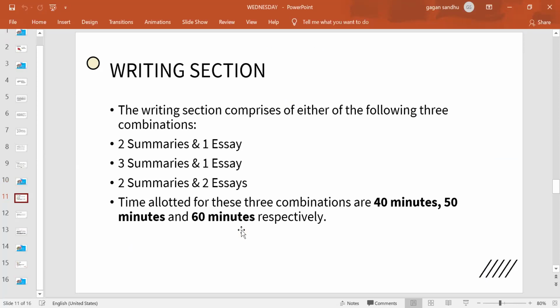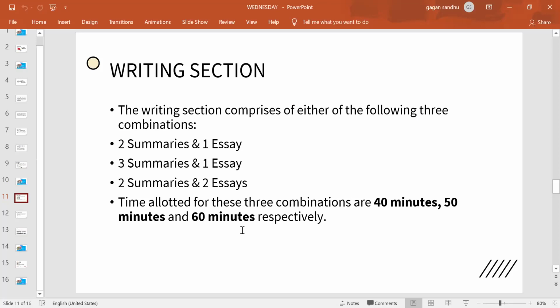So in the writing section, as we discussed the essay, the second thing is summary writing, Summarize Written Text, as it is named. The writing section comprises three possible combinations. You may get 2 summaries and 1 essay to write, or 3 summaries and 1 essay, or 2 summaries and 2 essays. So there will be a minimum of 2 summaries and a maximum of 3 summaries, and a minimum of 1 essay and a maximum of 2 essays.